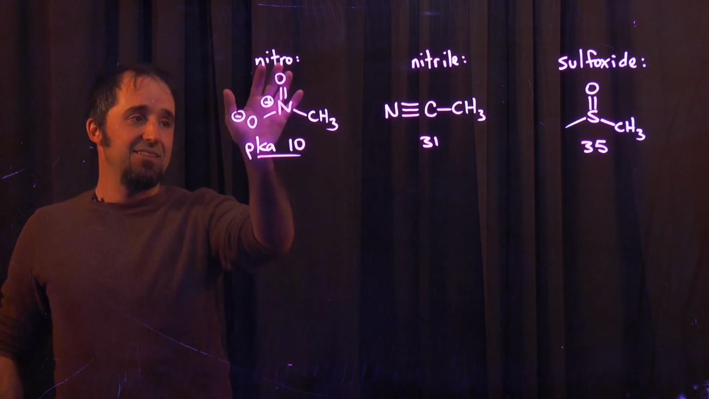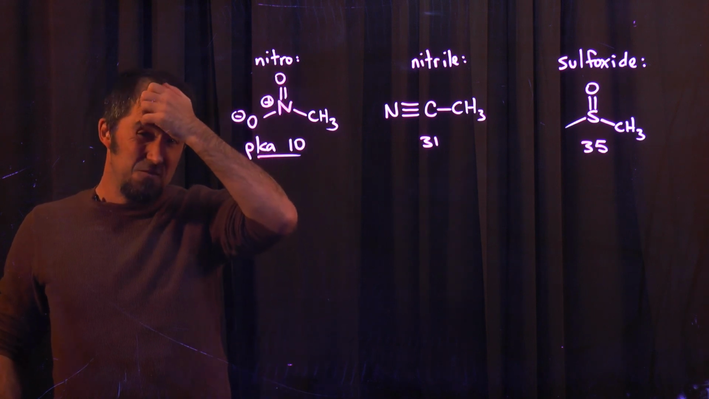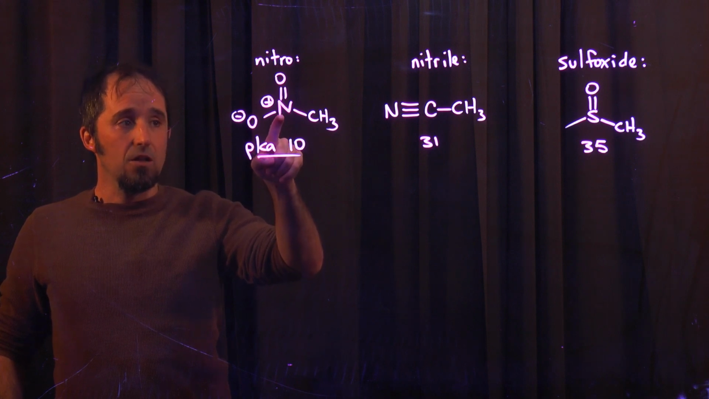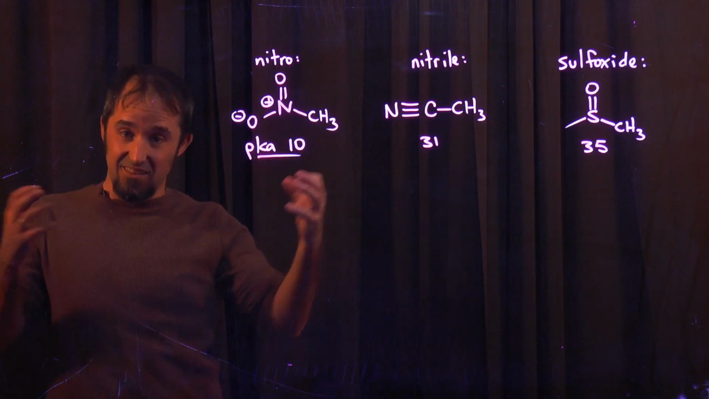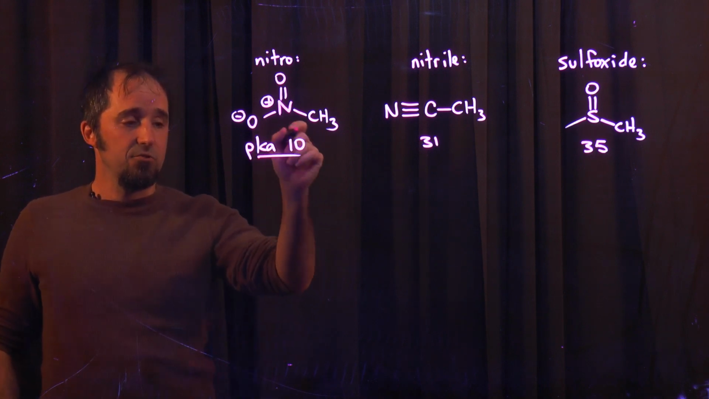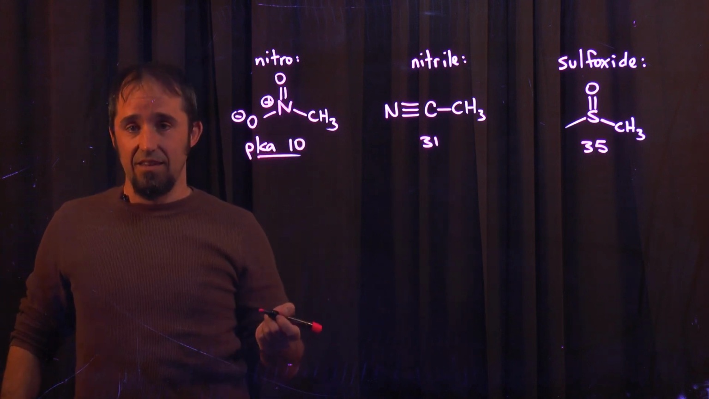Remember, without that NO2, the pKa would be like 40 to 50. And so this is a huge, huge impact. This is really strongly electron withdrawing. It's sucking electrons into itself. So the resonance structures of the conjugate base would look like this.